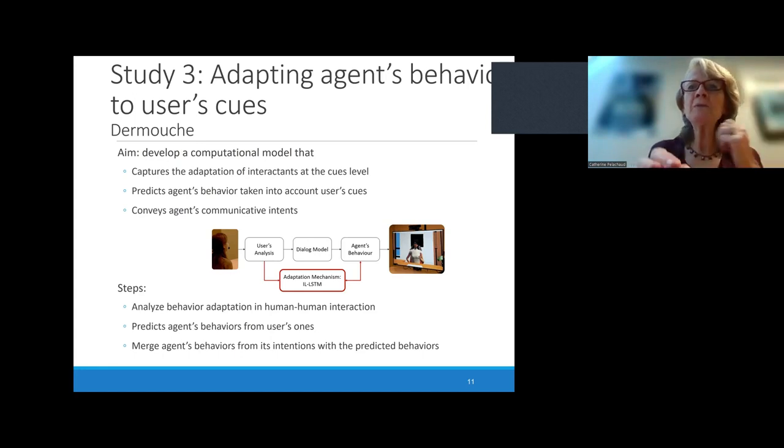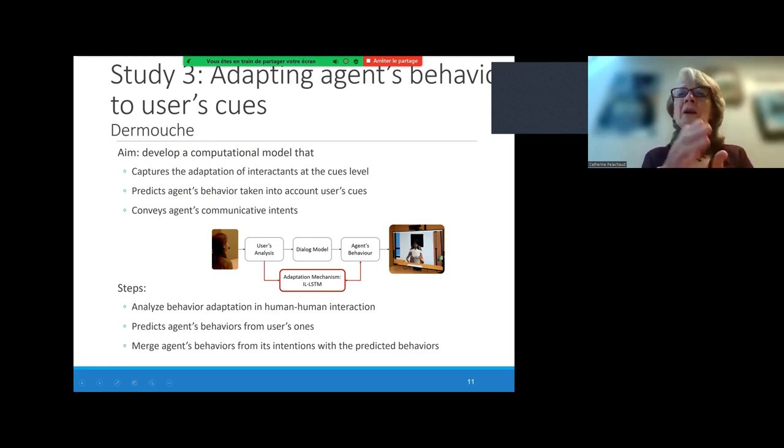And after, when we've added the adaptation mechanism, it's frame by frame: the models detect the user's behaviors and predict what the agent should do frame by frame. Of course, it uses sliding time windows for such a computation.